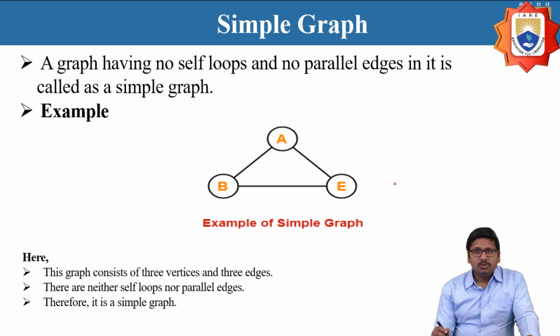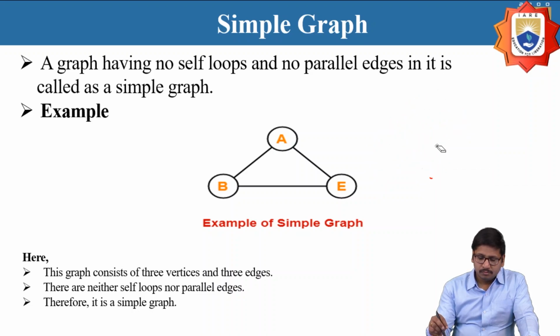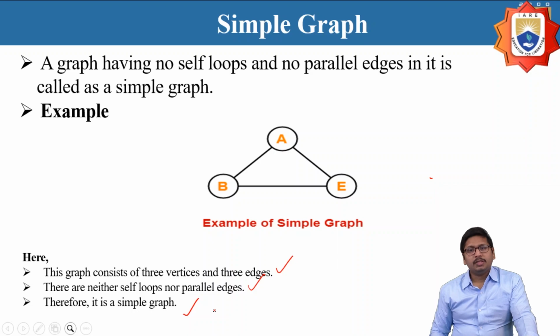A graph having no self loops and no parallel edges is called a simple graph. A graph that does not maintain any self loops or parallel edges, we can call a simple graph. Here the graph has three vertices and three edges, and there are no self loops or parallel edges, therefore it is a simple graph.